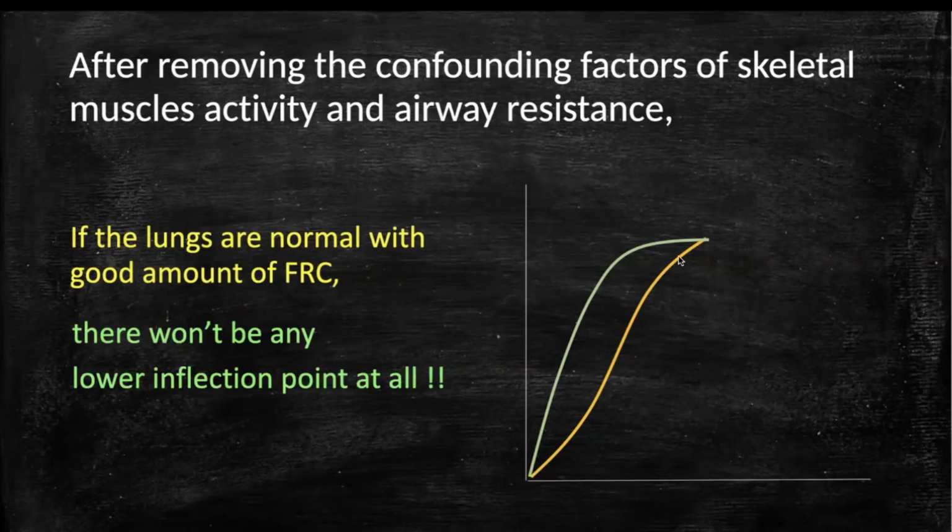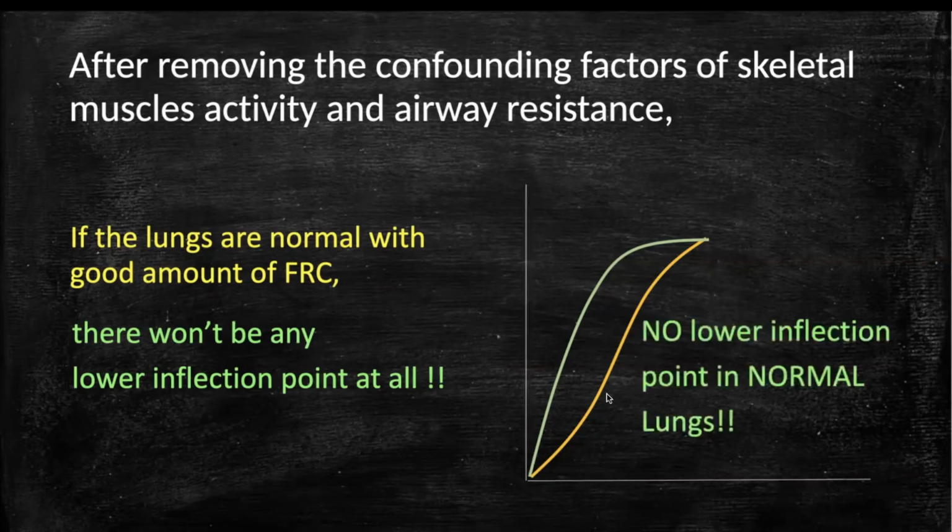So in a normal PV loop with normal lungs, there is no lower inflection point, as you can see here, because the lower inflection point is mostly seen in those situations where some 20 to 30% of alveoli are under-recruited, and when you apply some PEEP, they open up and show some deflection. In a normal lung where most of the alveoli are open and you have a good FRC, you may not have a lower inflection point.